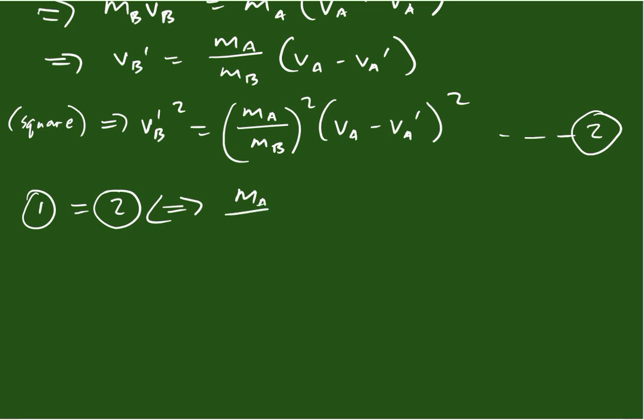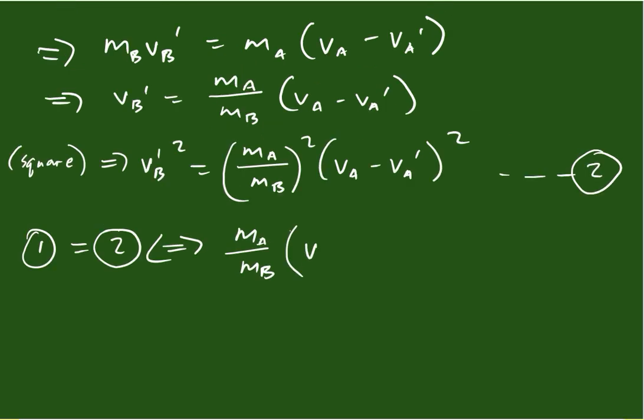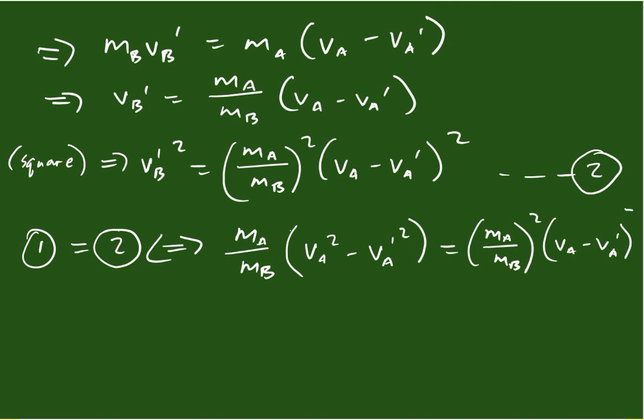MA over MB times VA squared minus VA prime squared, and this is equal to equation 2, which is MA over MB squared multiplied by VA minus VA prime all squared. So notice you need to be careful. On the left hand side, the individual velocities are squared and the difference is taken. On the right hand side, the difference is taken and then they're squared.